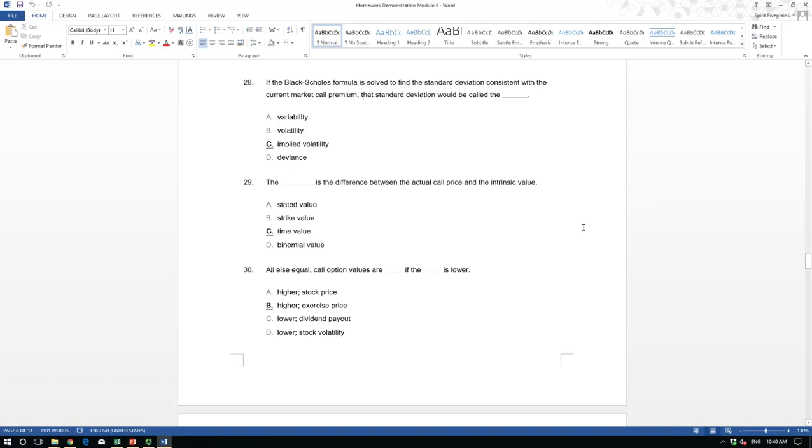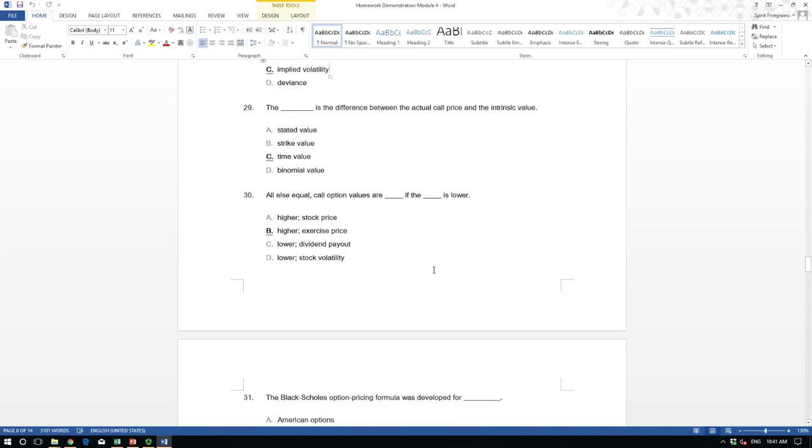Number 28. If the Black-Scholes formula is solved to find the standard deviation consistent with the current market call premium, that standard deviation would be called implied volatility. The volatility that is implied by the option price that we can observe in the market. Second, what is the difference between the actual call price and intrinsic value? Wow, that's too easy. The time value. Intrinsic value plus time value equals call option price.